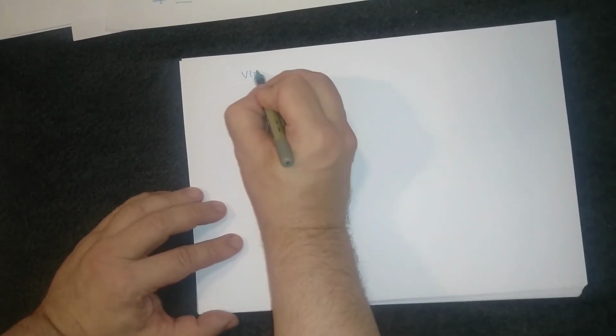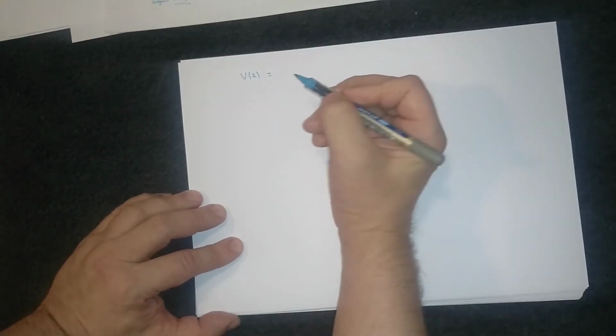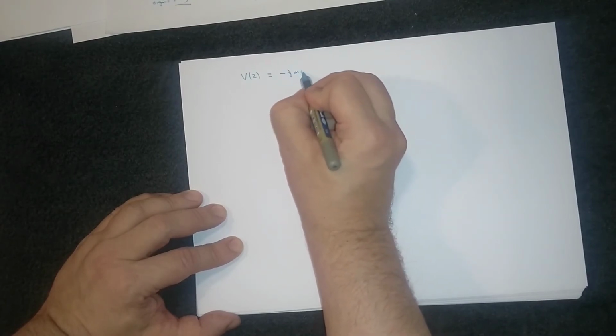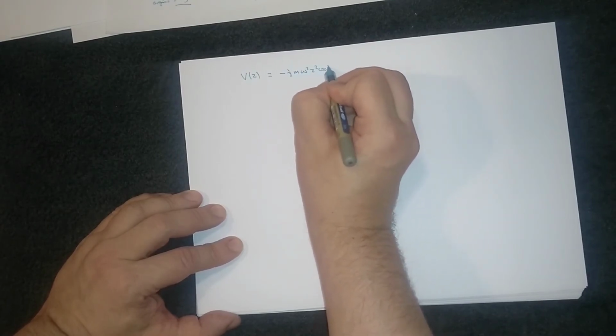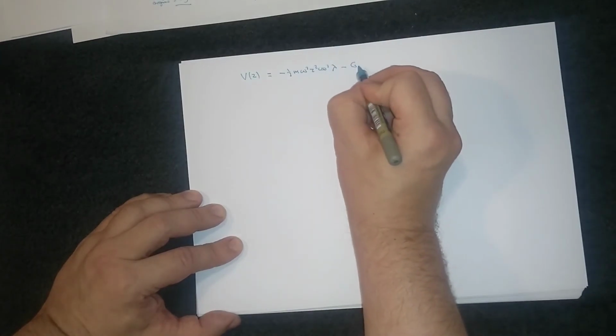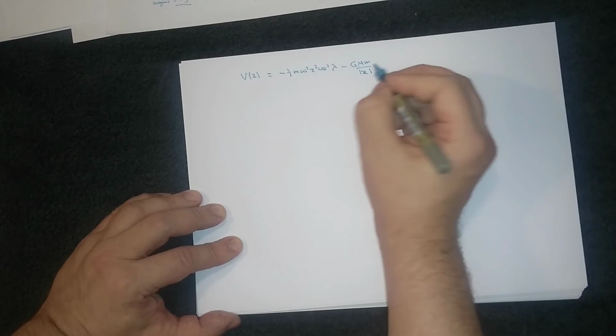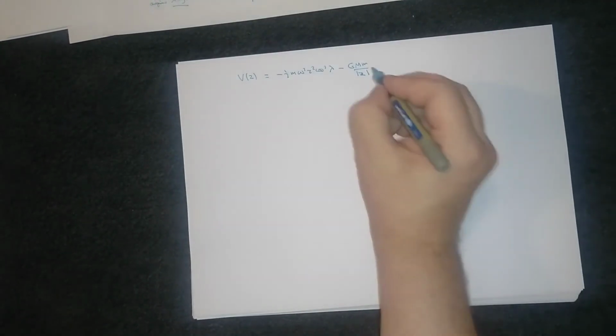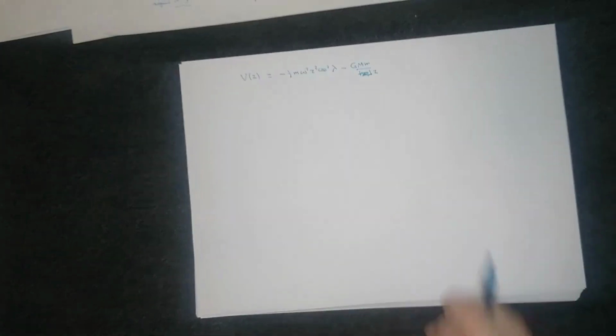Okay, so V of x is actually just a function of the z coordinate. It's minus a half m omega squared z squared cos squared lambda minus G M m over mod z. We assume that z is greater than 0 because z is measured from the centre of the Earth.